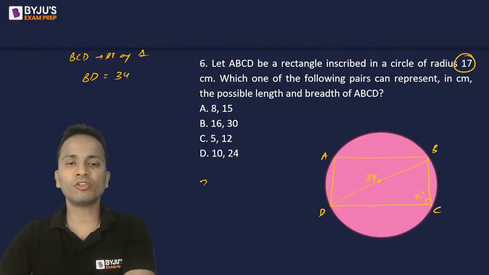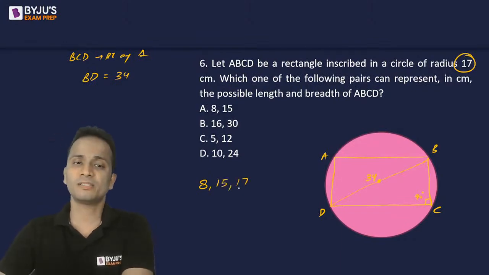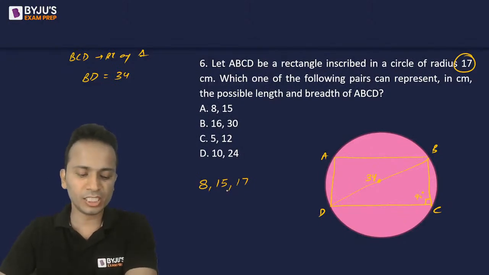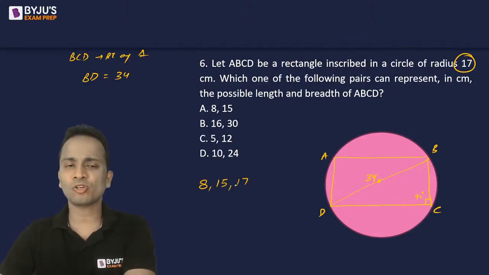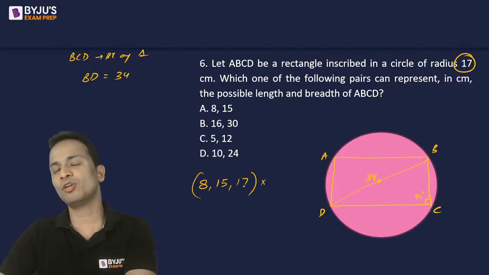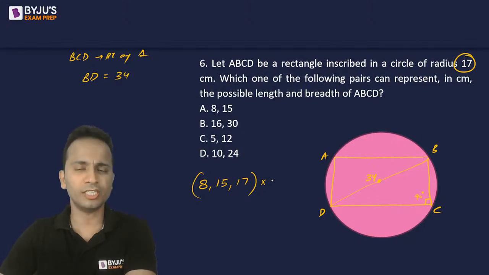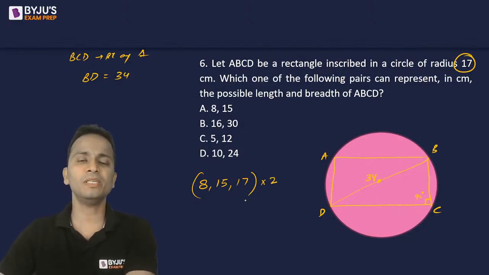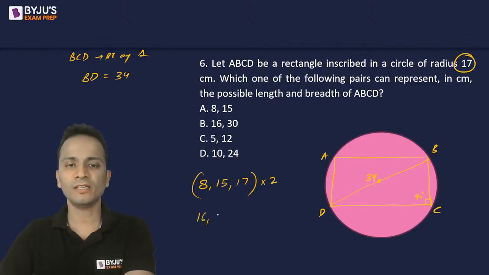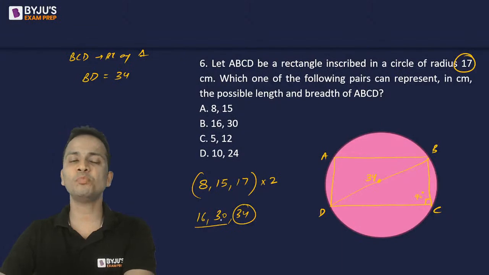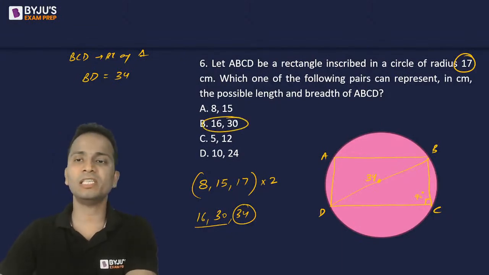You can use this triplet 8, 15 and 17. You must remember this. Yes, Mankit, I'm using this triplet. So 8, 15, 17 is a Pythagorean triplet. Now there is a property that if every number of the Pythagorean triplet is multiplied by a constant, then the resulting triplet will also be a Pythagorean triplet. So 16, 30 and 34 will also be a Pythagorean triplet. So hypotenuse is 34, and the other two perpendicular sides can be 16 and 30.